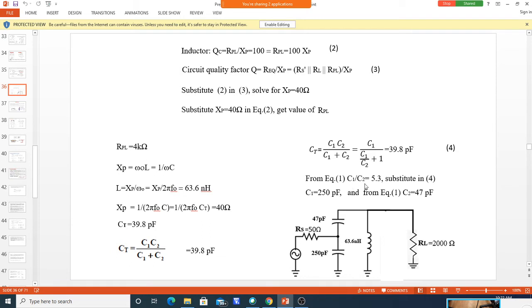You substitute that here, you will be getting C1 equal to 250 picofarad. Similarly, because we know C1 by C2 is equal to 5.3 and we got C1, you put that in this equation, we will be getting C2. So this is the final equation. We got CT from the design, and this total capacitor you can split like this using this equation. The capacitor is split as C2 and C1 here.